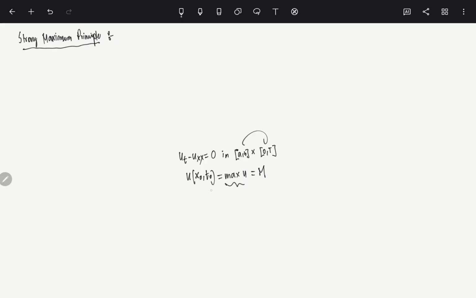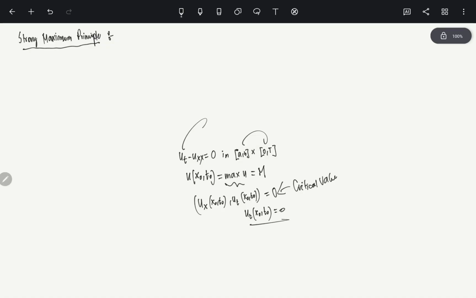Okay, so if the maximum is attained at this point, it means that the gradient of u, so basically ux at the point x naught, t naught and ut at the point x naught, t naught, is definitely going to be 0. So this is a critical point; x naught, t naught is a critical point in this case. That will imply that ut at the point x naught, t naught is 0. Clear? So what happens to this equation, ut minus uxx restricted to x naught, t naught? Let's understand this. This term is gone because ut at the point x naught, t naught is 0.